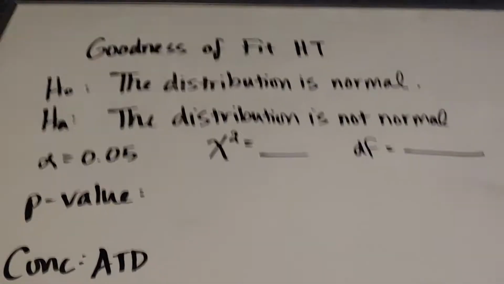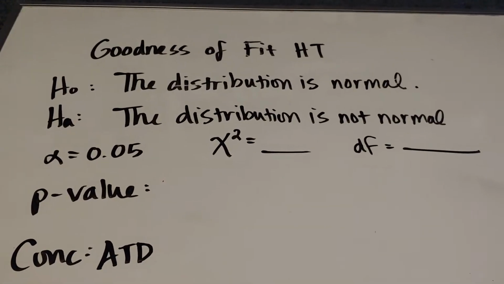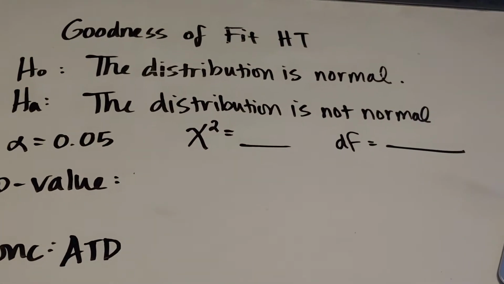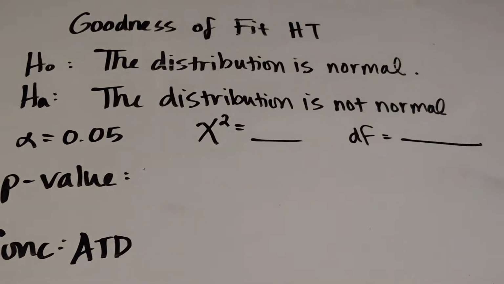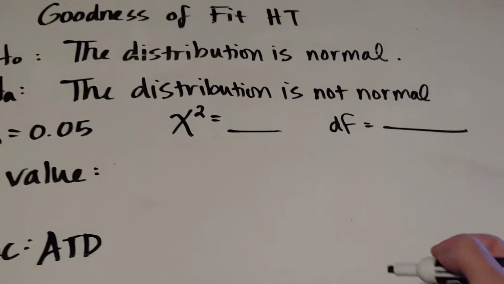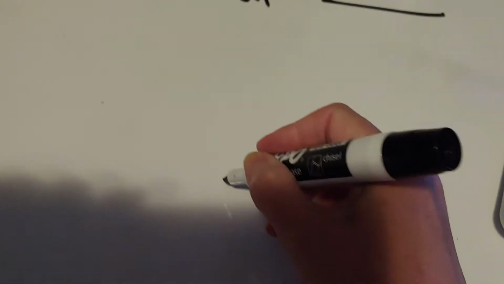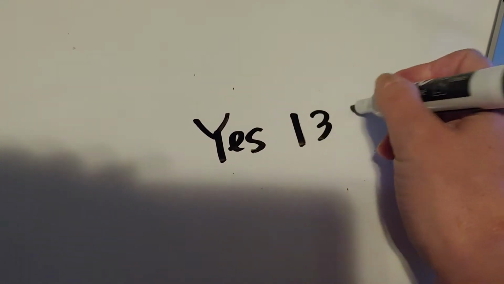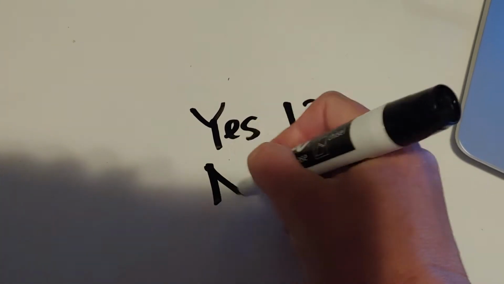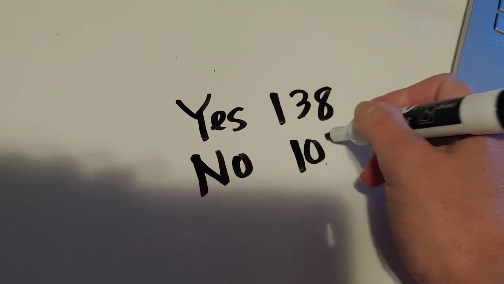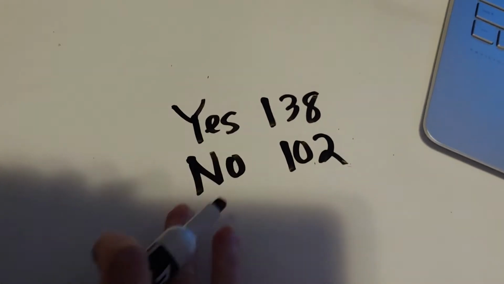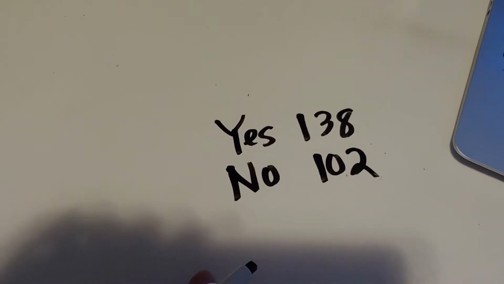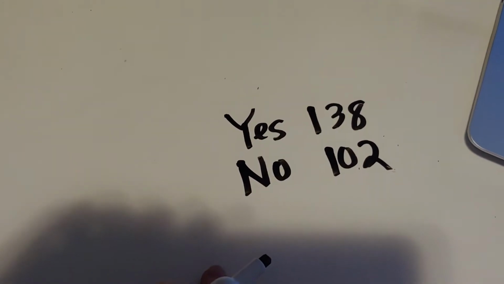All right, here's my second example of a goodness of fit hypothesis test. This time we're going to look at not equally distributed, meaning let's say that we were doing a poll, and we asked a question and got the results that 138 were voting yes, and let's just say that 102 are voting no.